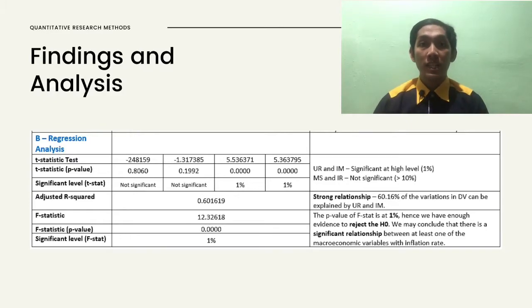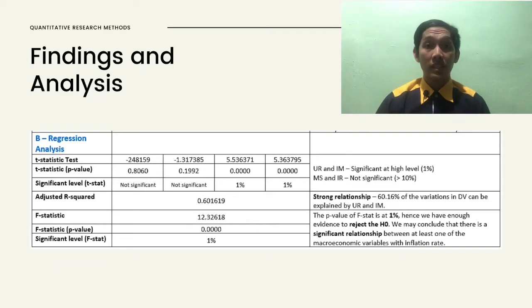We move to the second part of findings and analysis, which is regression analysis. For the t-statistic test, we must look at the p-value of the t-statistic. So here we can see that UR and IM are significant at the high level, which is 1%, and MS and IR are not significant because they are above 10%. For adjusted R-square, it shows a strong relationship, which is 60.16%. The variation in DV can be explained by UR and IM.